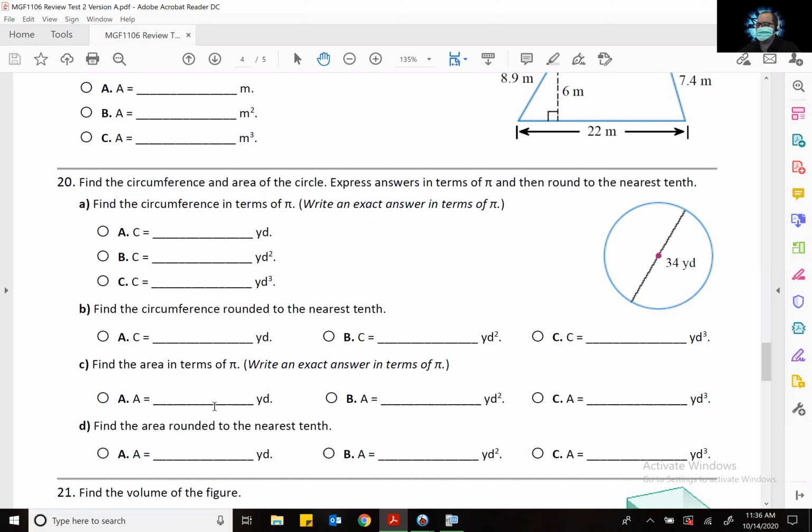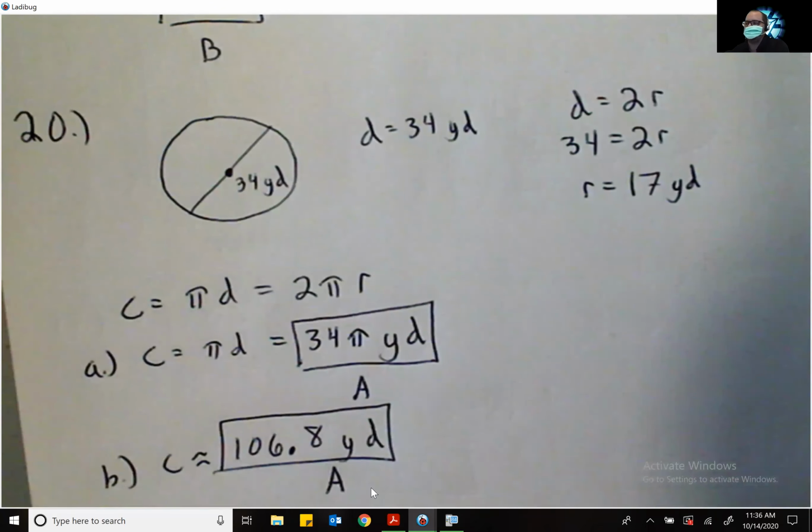So now we want to find area. What's the area formula for a circle? And there's only one.